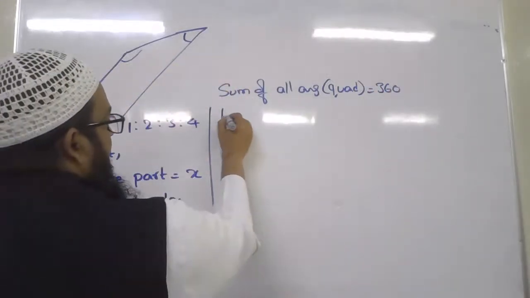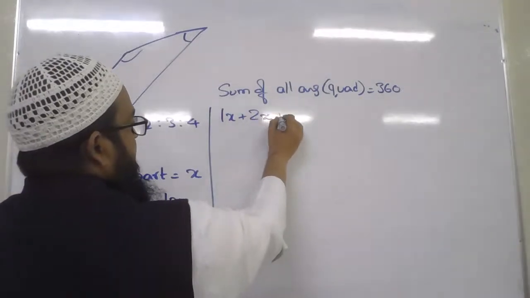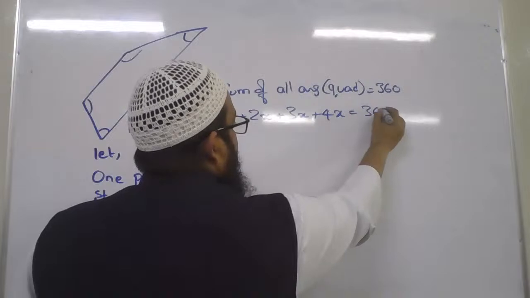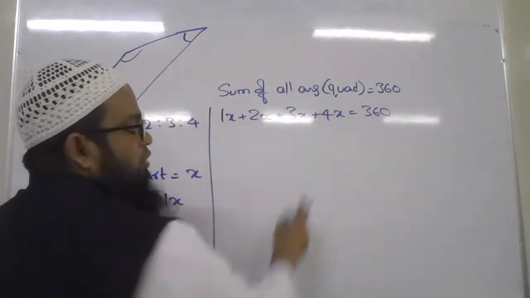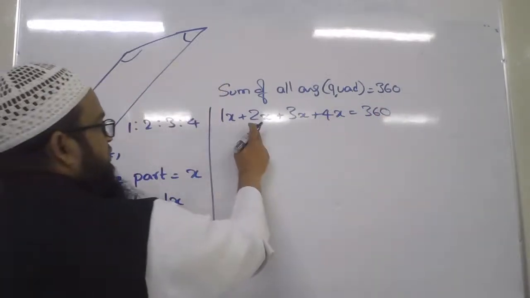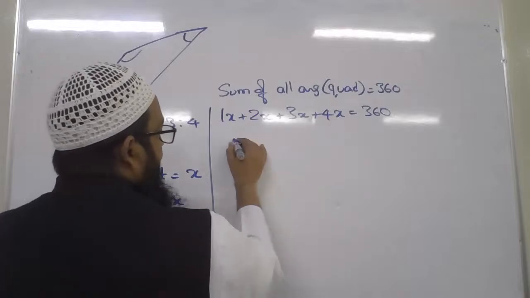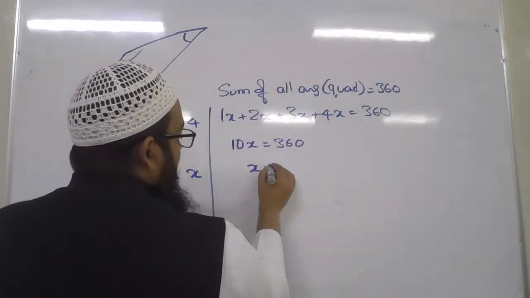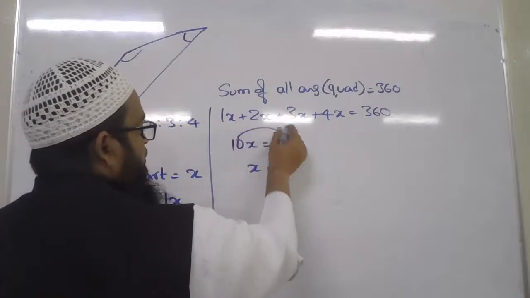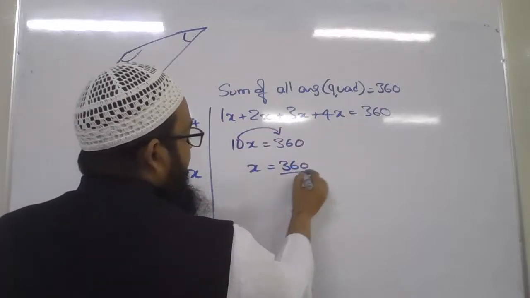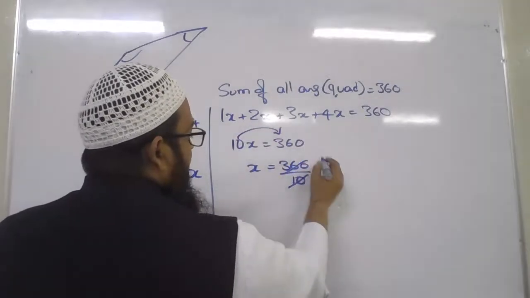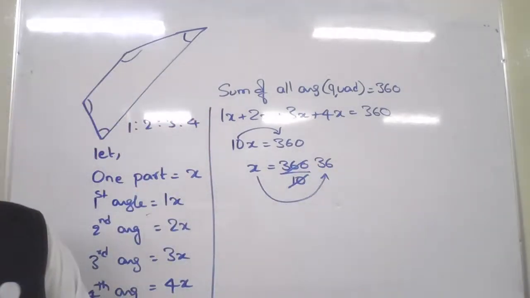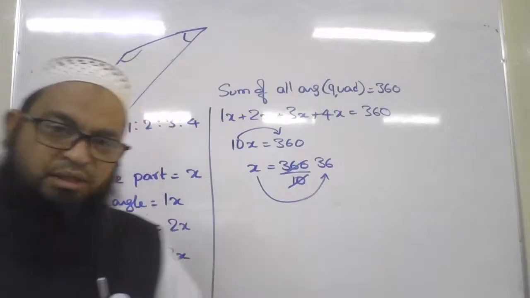So let us add: 1x plus 2x plus 3x plus 4x equals 360 degrees. Now add all the four angles. 1 plus 2, 3, 3 plus 3, 6, 6 plus 4, 10x. 10x is equal to 360. If you want x, transpose 10, 360 divided by 10, 36. So therefore, x is equal to 36. One part is equal to 36.